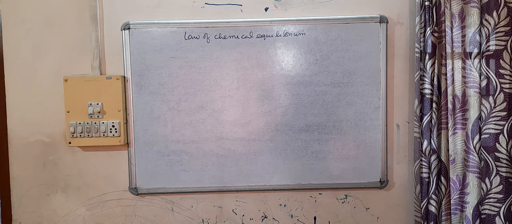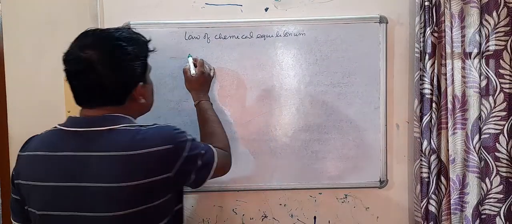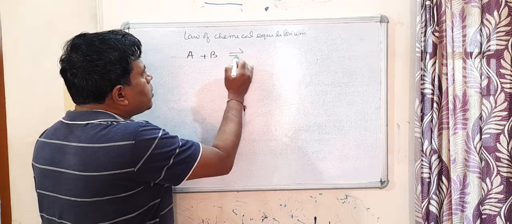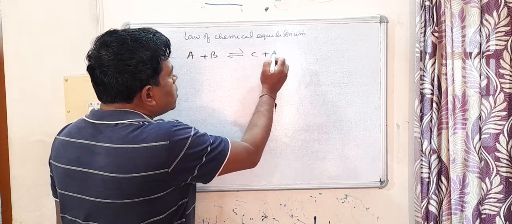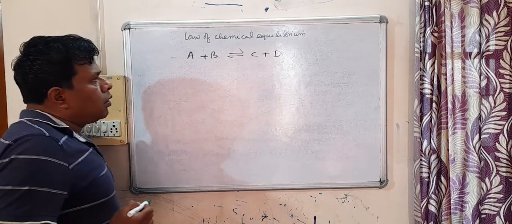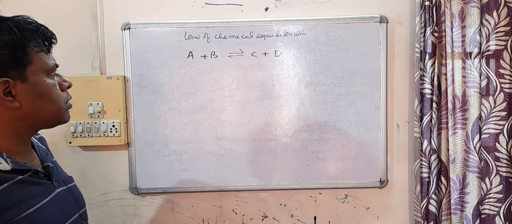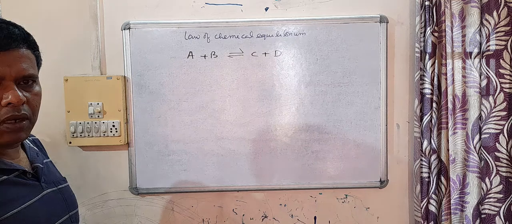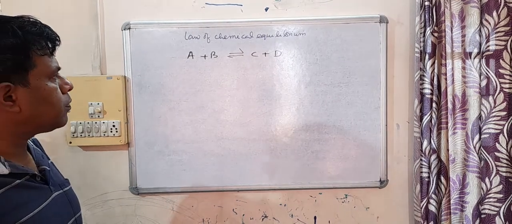Continuing with chemical equilibrium, let us consider the topic law of chemical equilibrium. Suppose we have this equilibrium A plus B reversible C plus D. A plus B reversible C plus D. We know that this equilibrium is dynamic in nature.